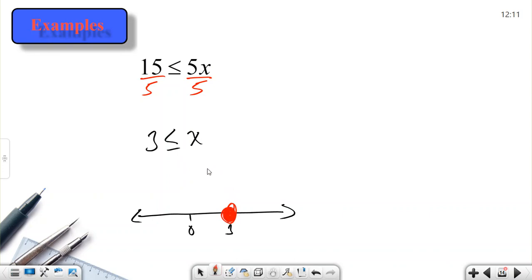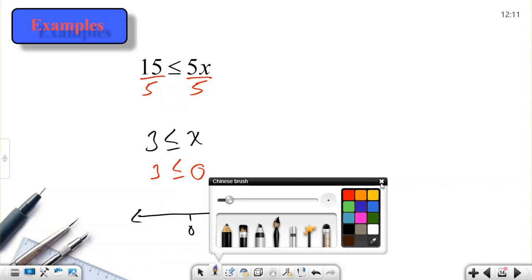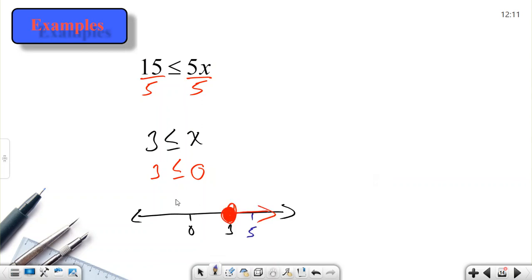Then let's use 0. When you substitute 0 instead of x, is 3 less than or equal to 0? No. So 0 is not inside the solution set, so we cannot go to the left side. We must go to the other side of the 0. Or you can choose any number on the right side. Let's say 5. Is 3 less than or equal to 5? Yes, it's true. As you see, the right side is true.